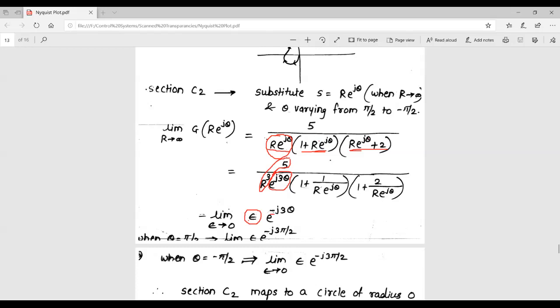the negative sign. Okay. Now the angle for the section C2 would be plus pi by 2 to minus pi by 2, if you look at the section C2, considering the direction. Now when you substitute plus pi by 2 and minus pi by 2, we get the angles. And so section C2 maps to a circle of radius 0. Now why radius 0? Because the magnitude comes out to be 0, or rather very small. Okay. So the complete section C2 is represented by a point at the origin.